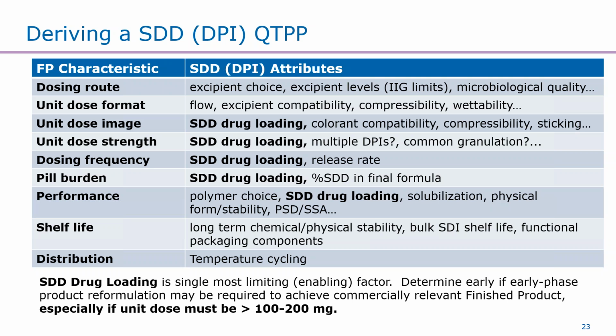So here, I think one thing that becomes obvious is that SDD drug loading is the single most limiting or alternatively enabling factor in spray-dried dispersion development. This determines things like what unit dose can be achieved. And so therefore, it's very important to determine early if your early phase product is going to need reformulation. In practical terms, this is going to be particularly relevant if you need a unit dose greater than 100 to 200 milligrams.